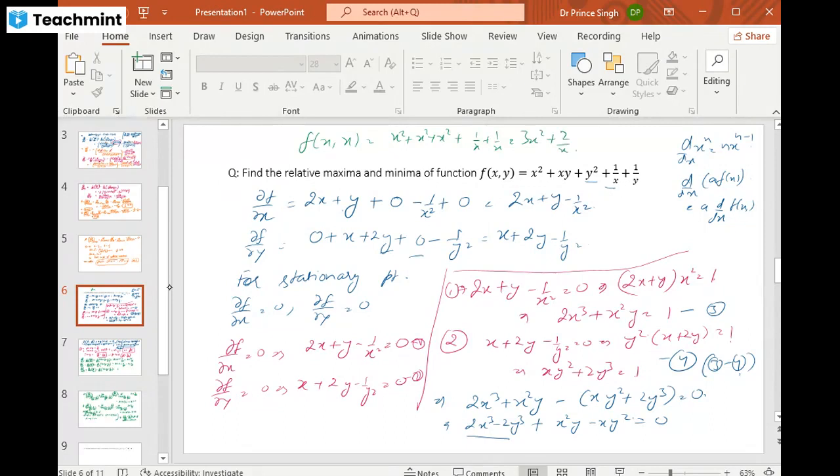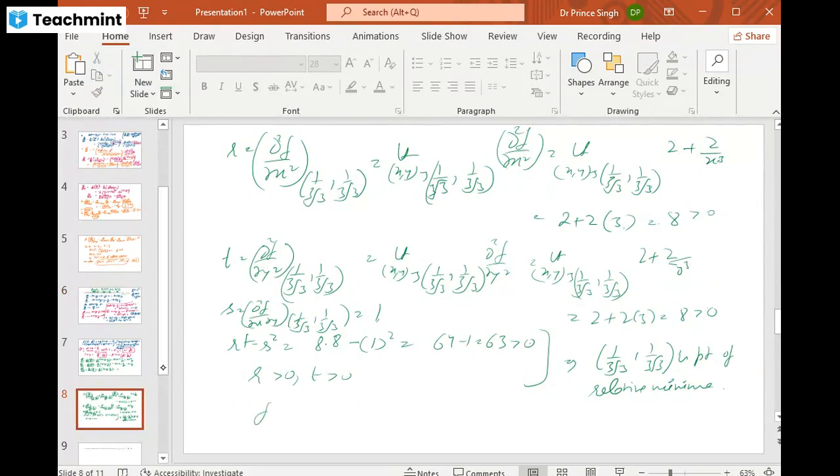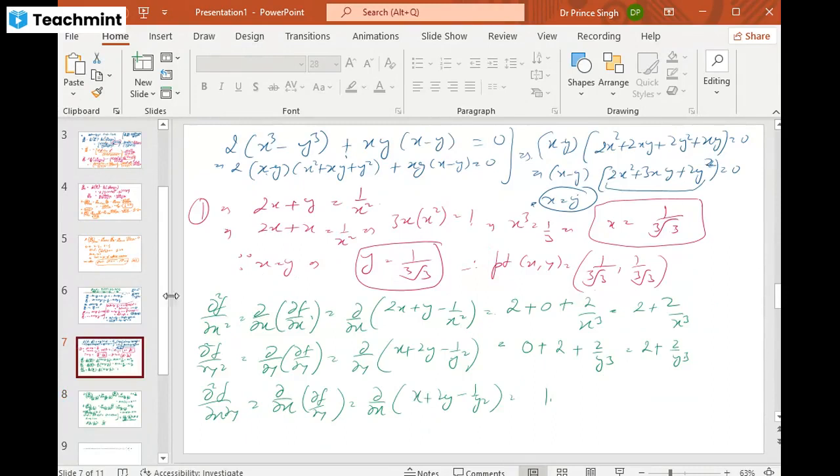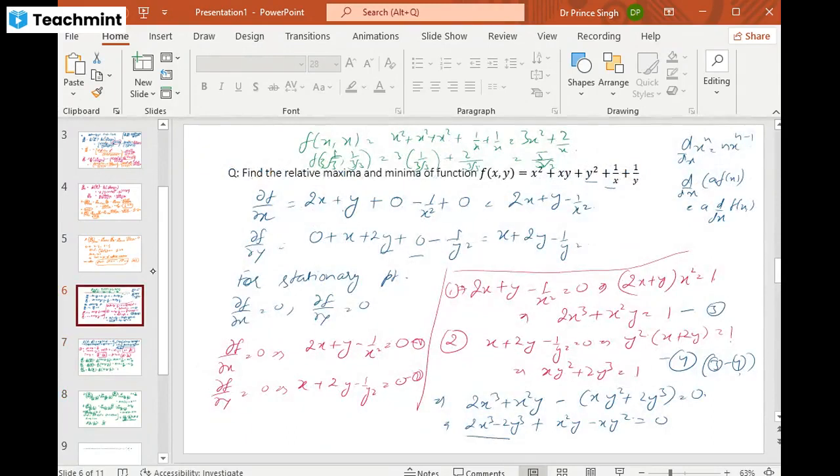And if x is 1 by cube root of 3, then this is 3 times 1 upon cube root of 3 plus 2 upon cube root of 3. So this is basically 5 upon 3 times cube root of 3. What is the minimum value? F of (1 upon cube root of 3, 1 upon cube root of 3) is 5 times. Reciprocal means it comes in the numerator. It's a 2 times cube root of 3.